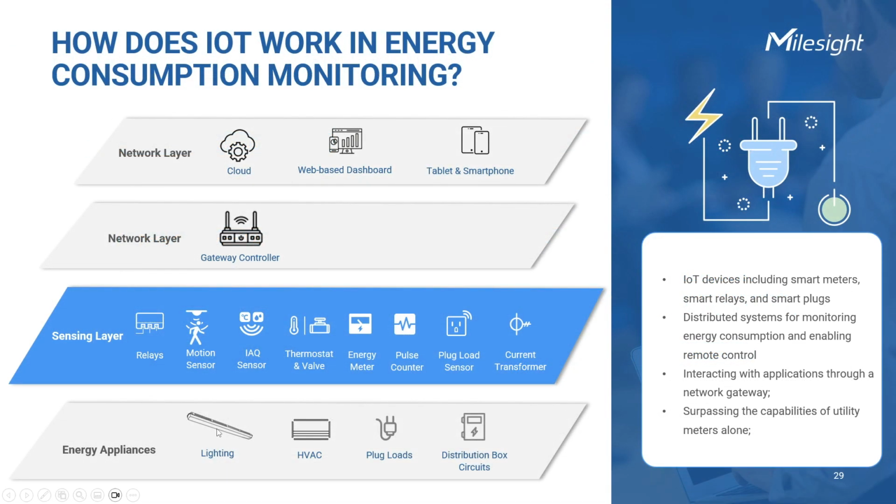It's common practice to incorporate IoT devices into power consumption monitoring systems, as they play a crucial role in identifying opportunities for energy savings, such as smart meters, smart relays, and smart plugs. They work like distributed systems to monitor and analyze a household's energy consumption, or allow remote on and off switching of clusters, groups of appliances, or individual elements. And through a network gateway, they interact with applications to provide data about energy consumption from every system in your building. Data that is far more detailed, accurate, and up-to-date than utility meters alone.